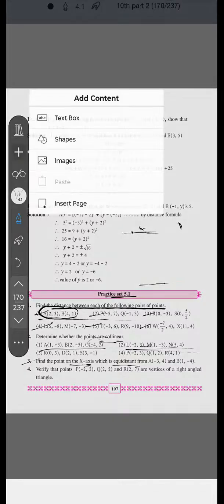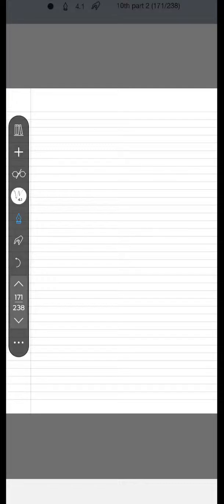Wait, let me show you that on the next page so you can understand. See, if this is the y-axis, this is the x-axis, and the question says find a point on the x-axis which is at equal distance from point A (minus 3, 4) and B (1, minus 4). How can you find it out? Simple, correct?